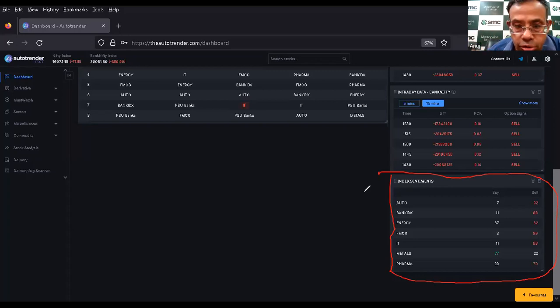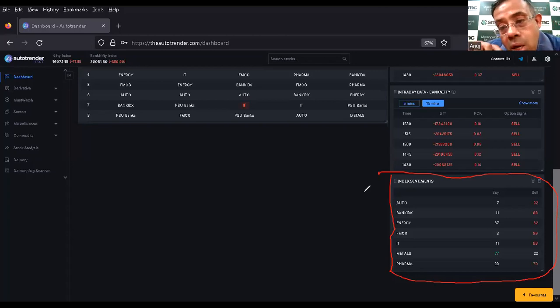So if you consider Maruti as a stock, then it belongs to the auto sector. If you consider HDFC, it belongs to private sector banking. Reliance is in energy. ITC HUL is in FMCG. TCS, Infosys, and every other IT stock is in the IT sector.